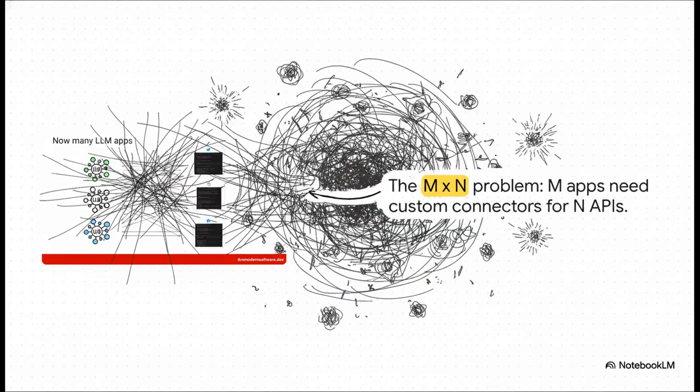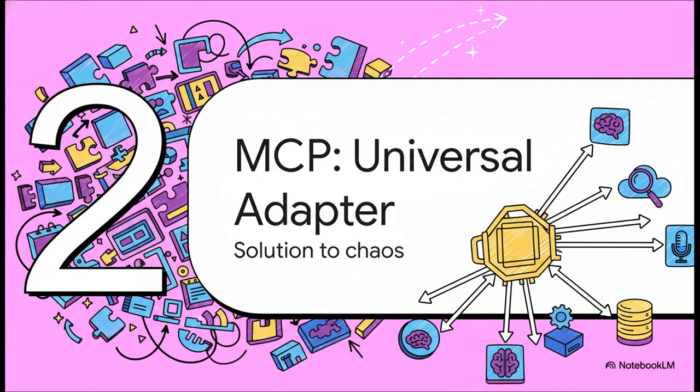But of course, you never have just one app and one API. That one-to-one problem just explodes when you try to scale it. You have M number of AI apps, and they all need to talk to N number of different APIs. What you end up with is this absolute tangled mess of point-to-point connections. It's a spaghetti architecture that is chaotic, impossible to scale, and a complete and utter maintenance nightmare. So how do we escape this integration chaos? Is there a better way?